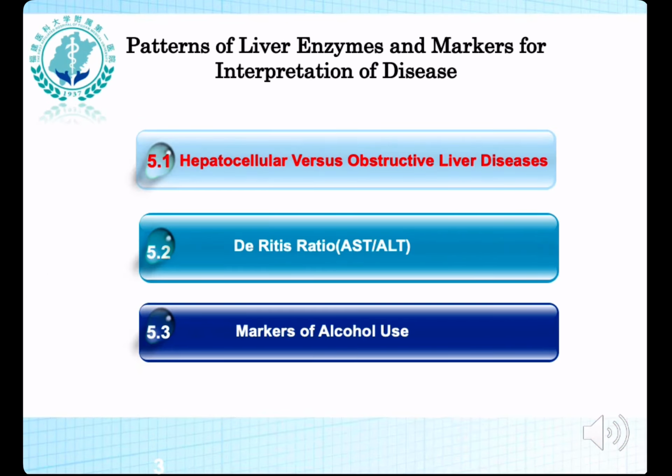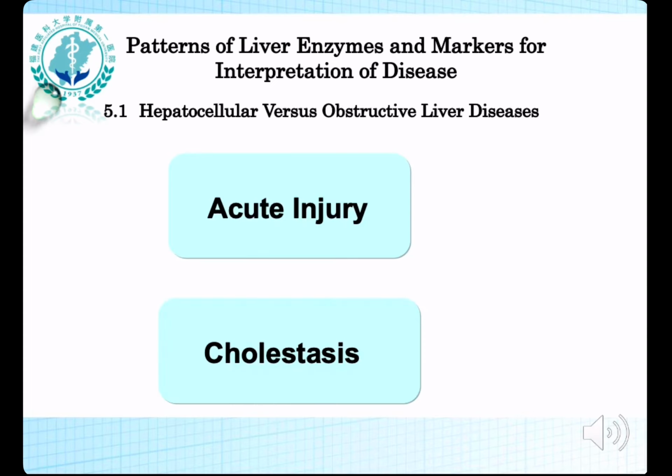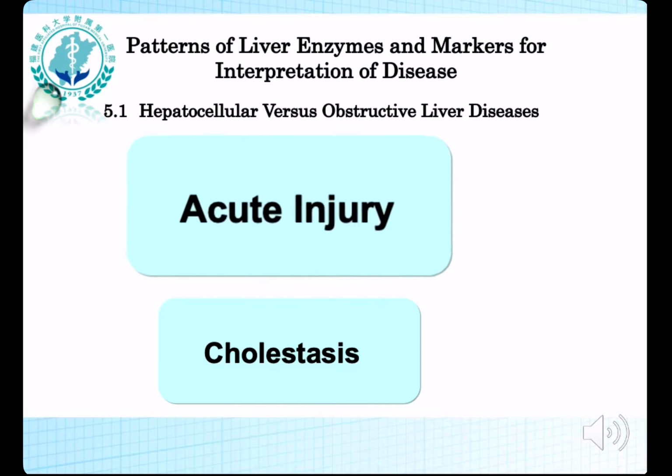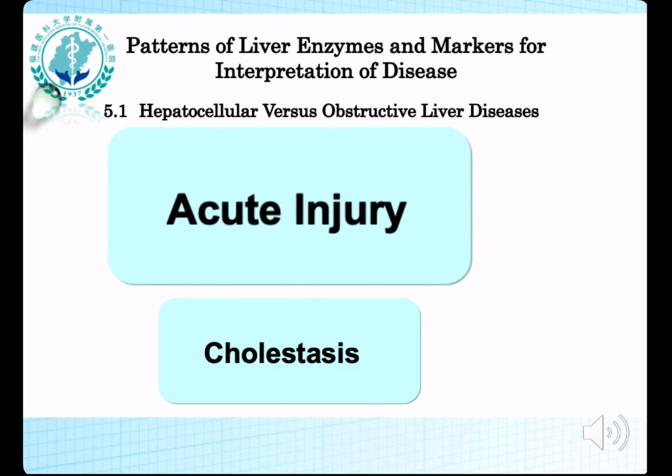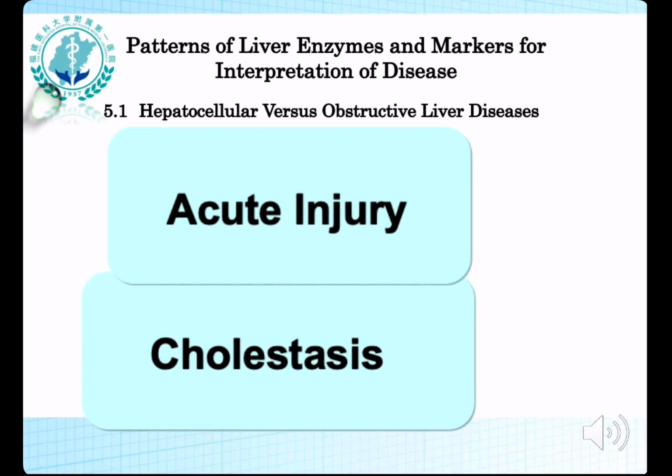Now we are going to learn the patterns of liver enzymes and markers for interpretation of disease. First one, let's take a look at the hepatocellular and obstructive liver diseases. For hepatocellular and obstructive liver diseases, typically, let's take acute injury and cholestasis, for example.